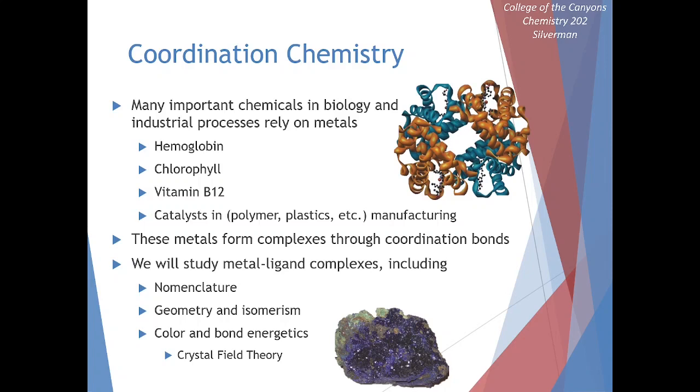In our course, as we said, we will look at the terminology and nomenclature associated with these types of compounds. We'll start to look at the various structures that might be formed, including a number of types of isomers. And in subsequent videos, we'll look into crystal field theory, a nice theory to examine color, bond energies, magnetism, and more using ideas from quantum mechanics.